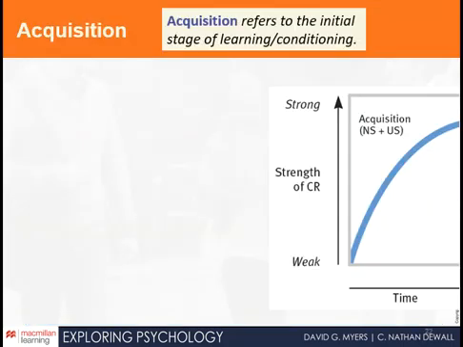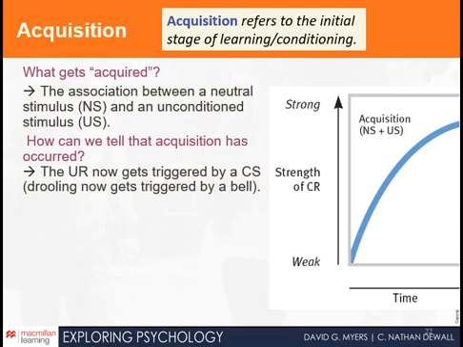Okay, so now we've talked about some of the examples of classical conditioning. Let's talk about the process of conditioning. We first start off with acquisition. Acquisition refers to the initial stage of learning or conditioning. What gets acquired? The association between a neutral stimulus and an unconditioned stimulus is what gets acquired.